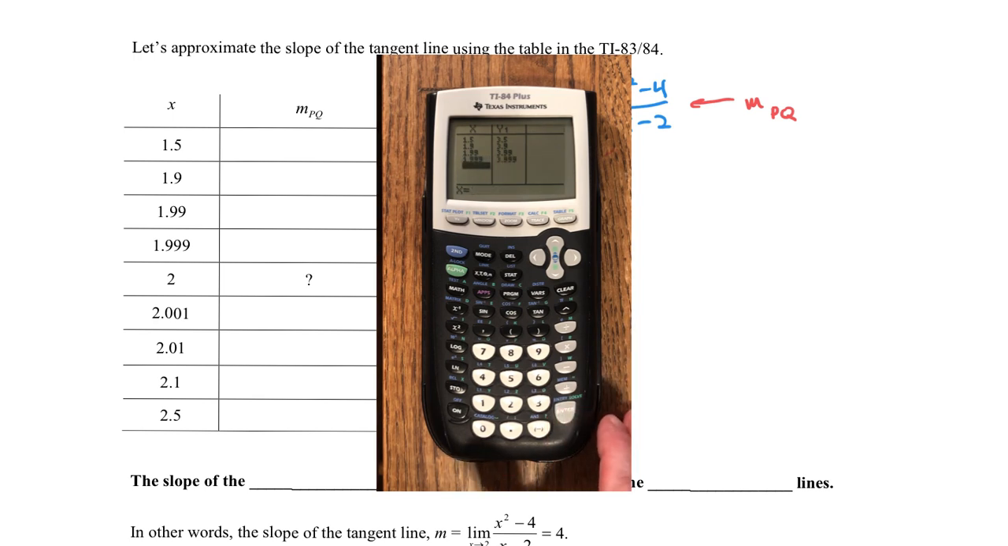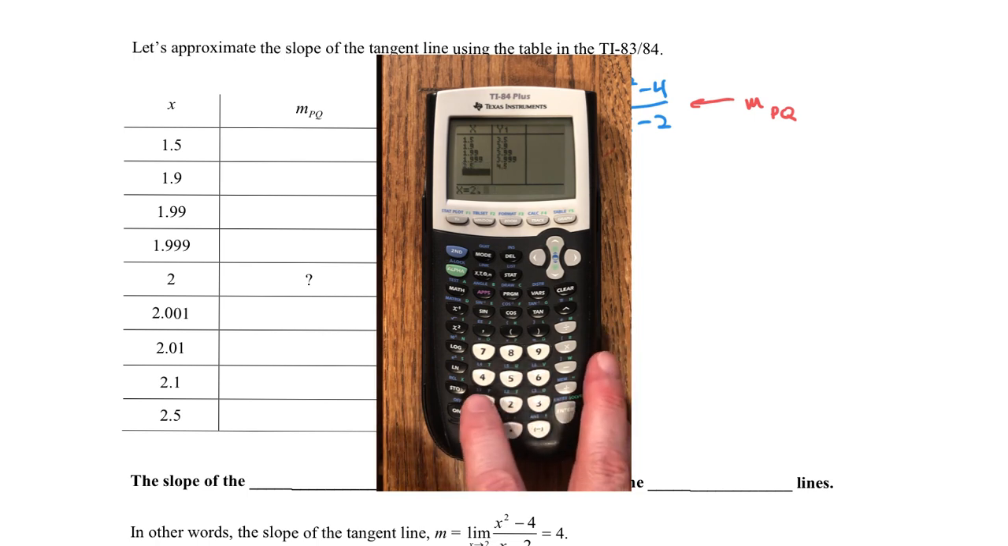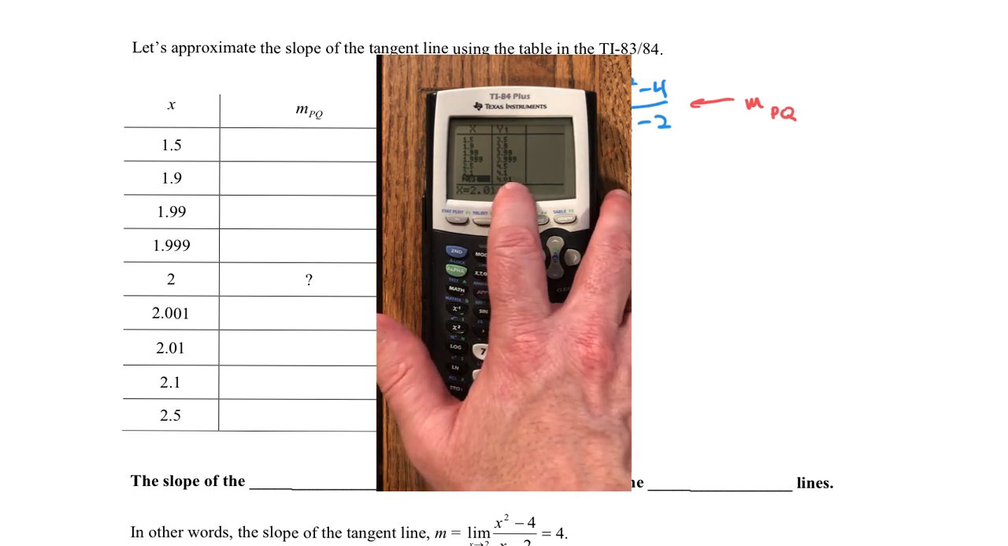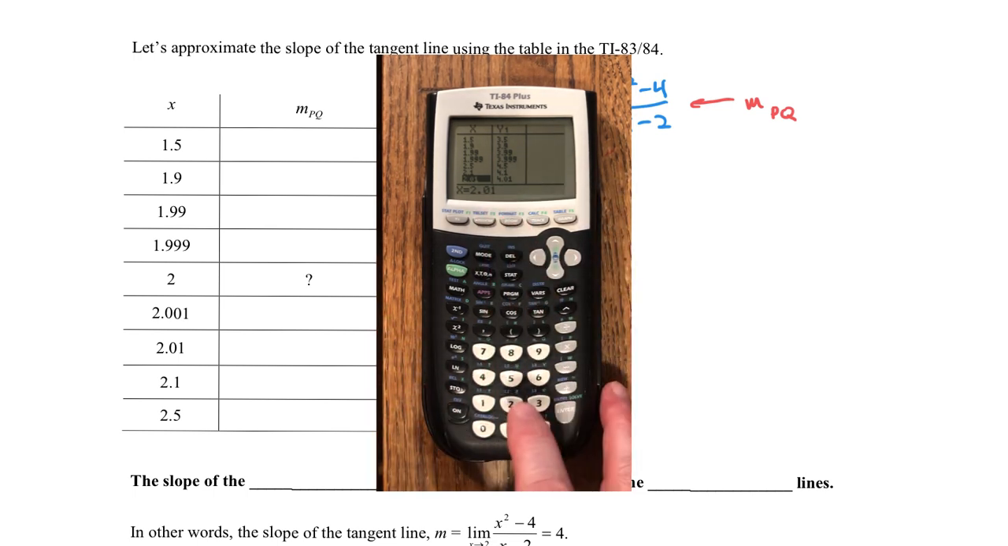But it looks like it's getting really close to 4. So those are values lower than 2, or values below 2. But if we approach from values above 2, like 2.5, 2.1, and get closer and closer to 2, but a little bit bigger than 2, you can see also it looks like our y value, which would be our slope, is also approaching 4.